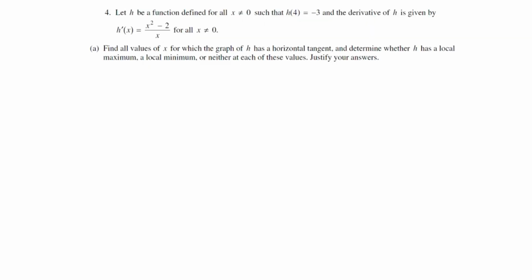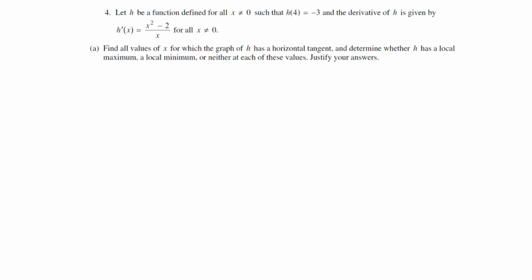All right, this is question number 4 from the 2001 AP Calculus AB exam. It's a function FRQ, and we are given a function h that's defined for all x not equal to 0. And h of 4 is negative 3, and we're given the derivative, h prime of x equals x squared minus 2 over x, for all x not equal to 0. First we want to find all values of x when h has a horizontal tangent, and then determine if it's a max, min, or neither there.